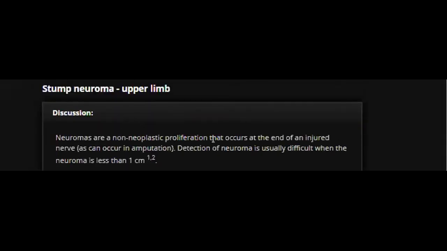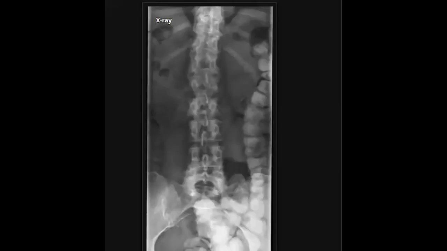Yeah, it's not very important for the exam, but it's good to know that this is a non-neoplastic proliferation at the end of injured nerves. It is not a true neuroma, but it is because of the stump. And this patient now presents with this complaint because of this. Yes. Okay. But a good tricky case to think about.